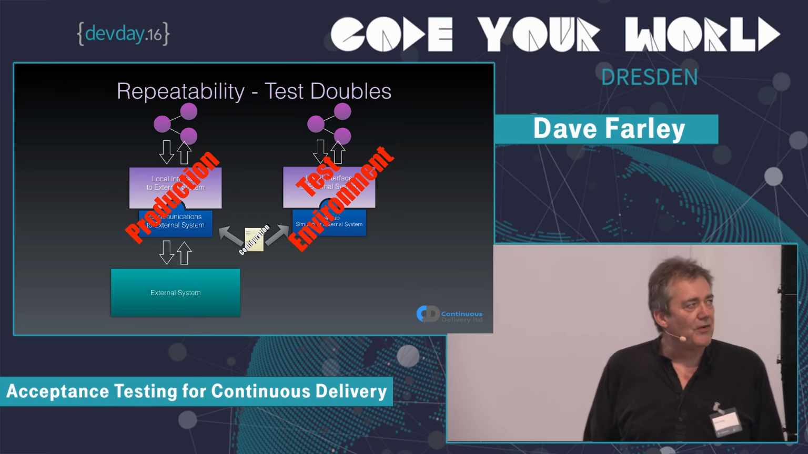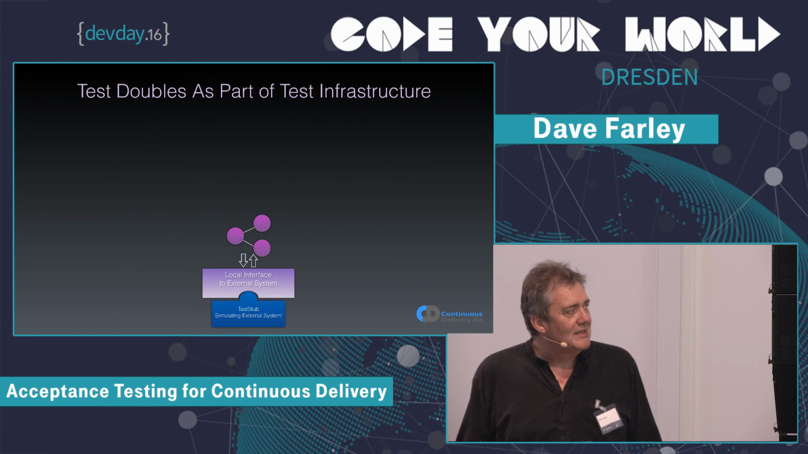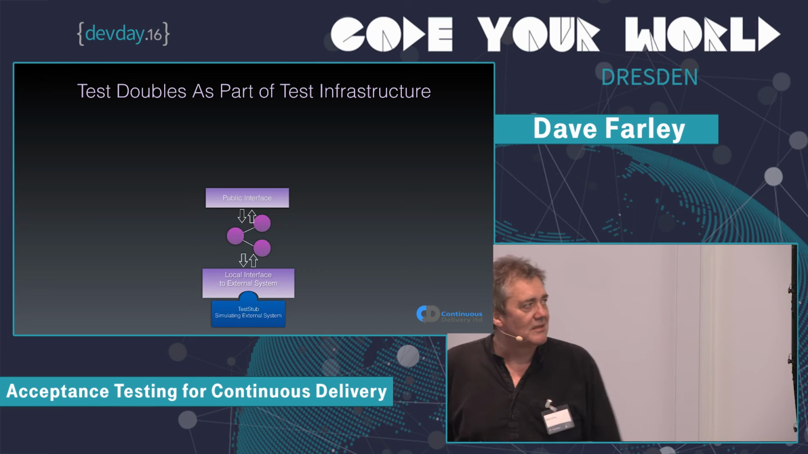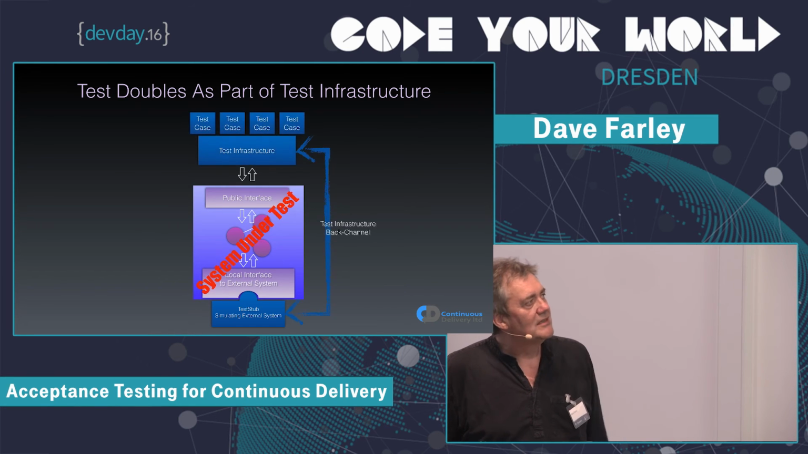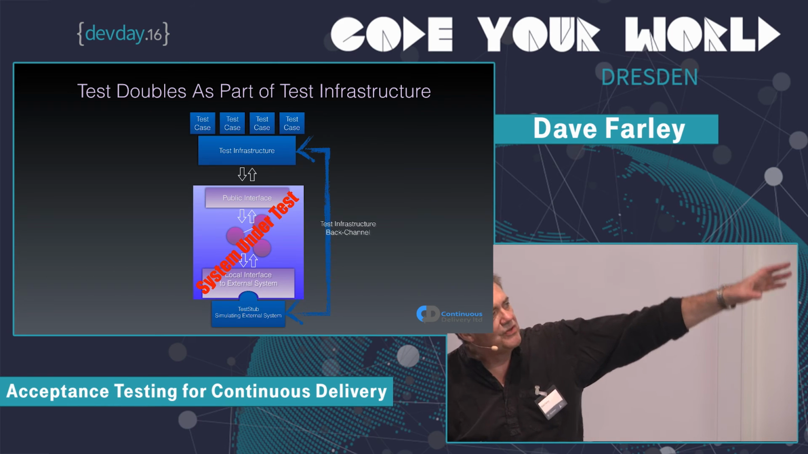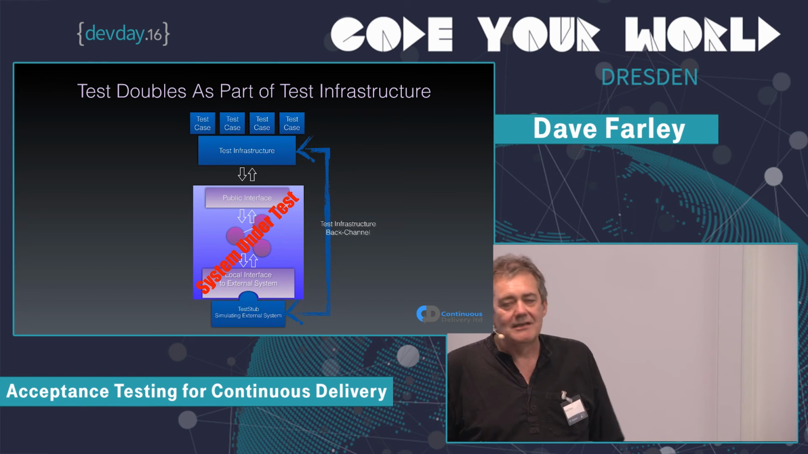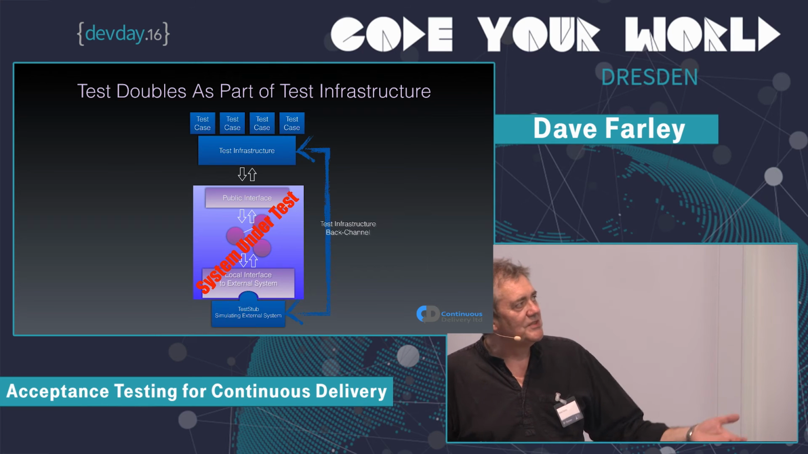We take this a little bit further, so here's our system under test again, and here's the stub for our external system, talking through the natural interfaces. There's probably some interface to the logic here. Here's the scope of the system under test. And then we have our test infrastructure and some test cases.